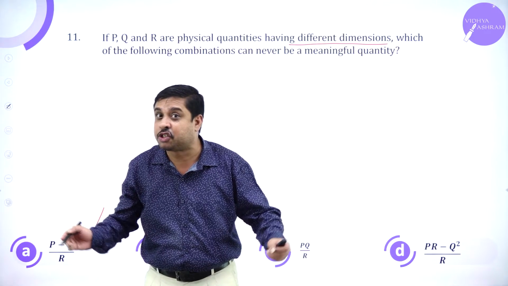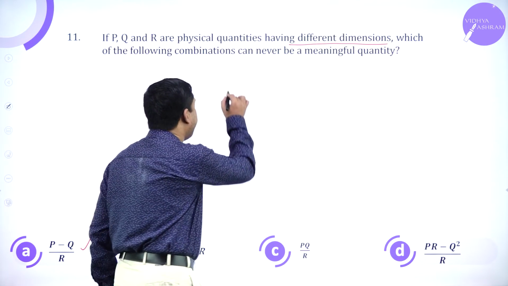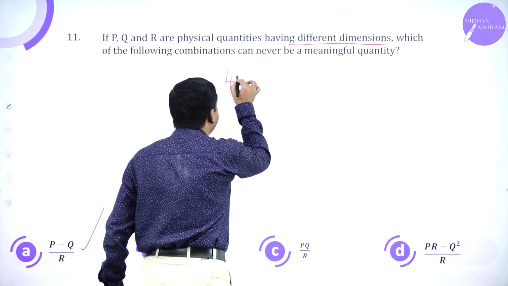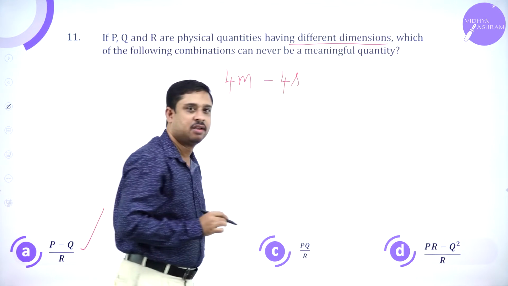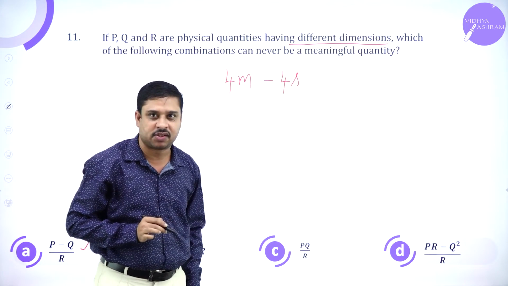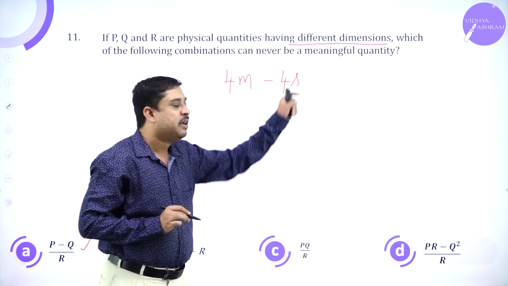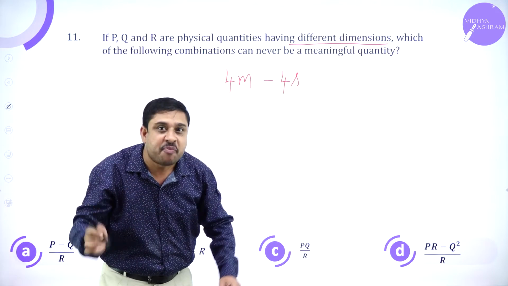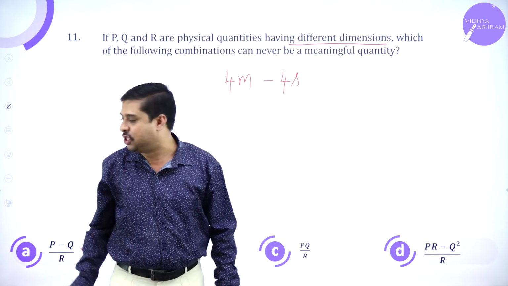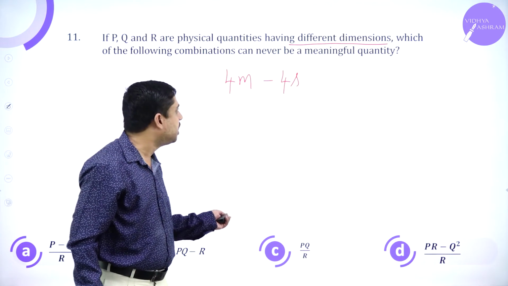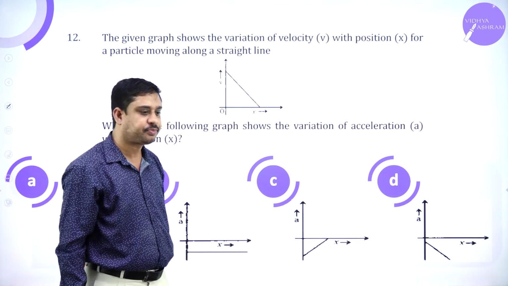Addition or subtraction of different dimensions is not possible. See, if you take 4 meter minus 4 seconds, it's completely nonsense. Why? Their dimensions are out of match. So, by the principle of homogeneity, the first option does not match.